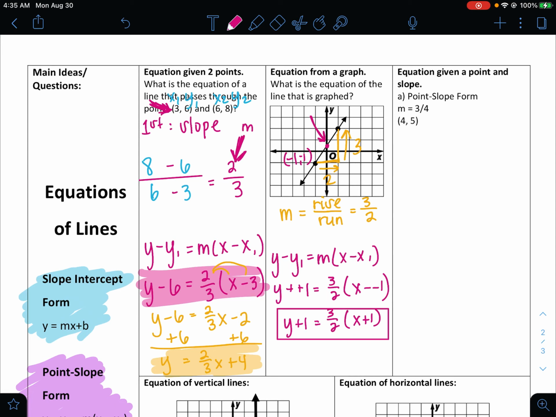All right, equation given a point and a slope. So this one's pretty easy. We're just going to plug it in. All right, so that's going to be y minus 4 equals 3/4 times x minus 5, and that's it.